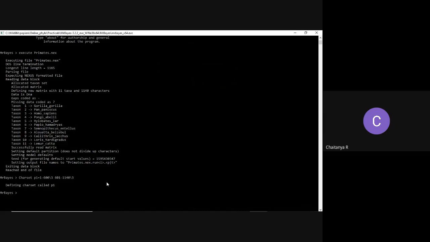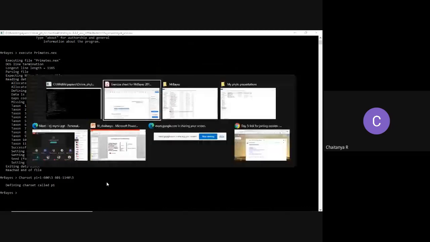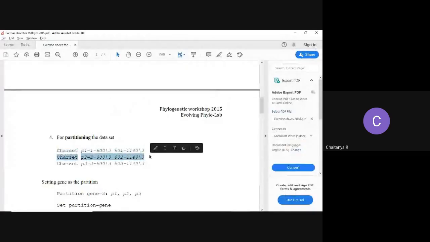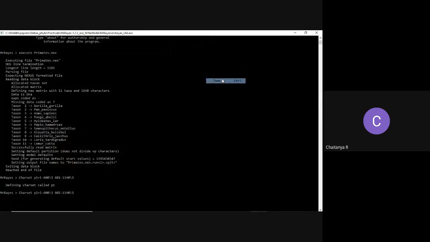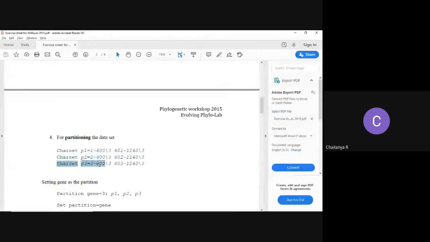Similarly, I try to define partition 2. So we are assigning codon position 2 from both genes to partition 2. And then we pick partition 3.